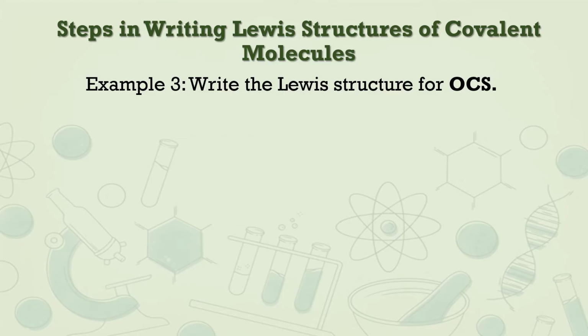Another example, write the Lewis structure for OCS, also known as carbonyl sulfide. So again, we draw the skeleton structure. Which of these three, oxygen, carbon, and sulfur, will be the central atom? As I have mentioned a while back, the least electronegative element will be the central atom. So for this case, since carbon has the least electronegative value, it must be the central atom. So we have O, C, S.